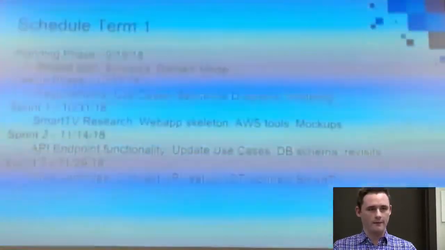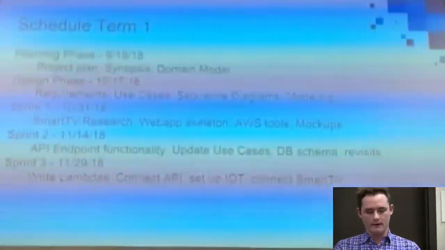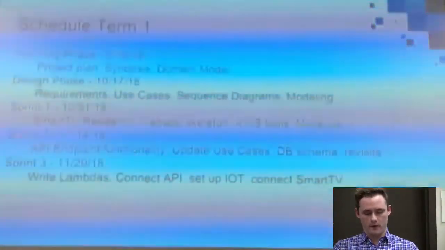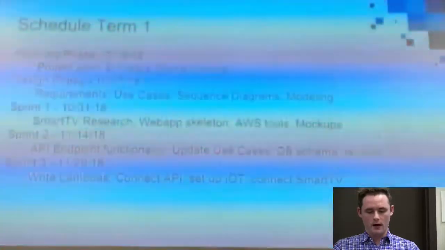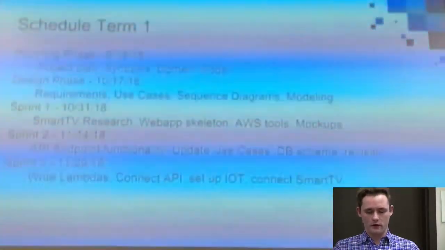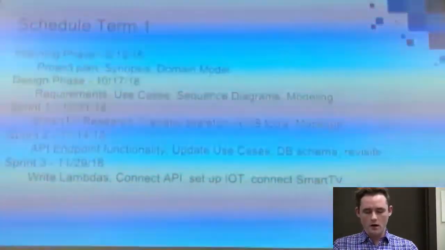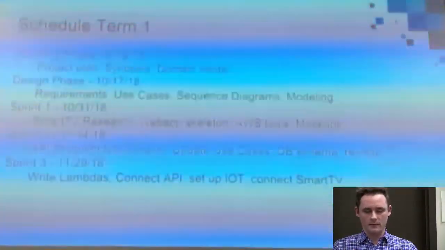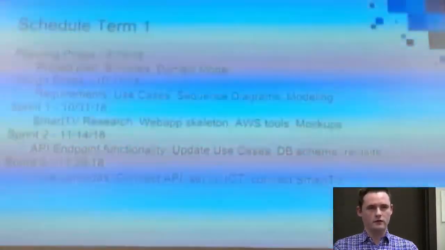Then our second sprint came up and ended in the middle of November. At this point, we wanted to declare our API endpoint functionality, so we had a direction to go for our endpoint on AWS. We updated our use cases because we found out that there was some functionality that we might not quite be hitting. So we wanted to make sure that we had written clearly what we are actually accomplishing with our framework.